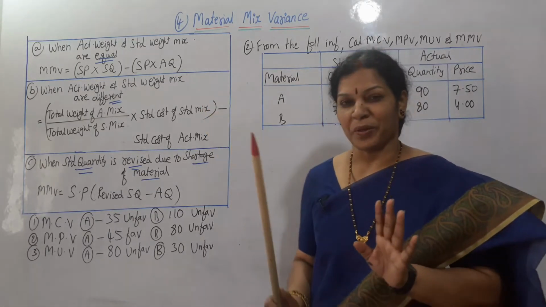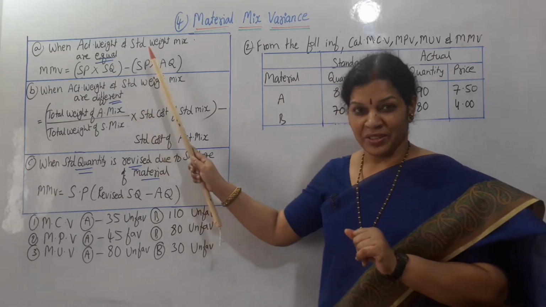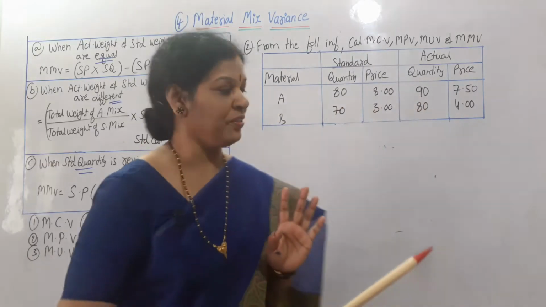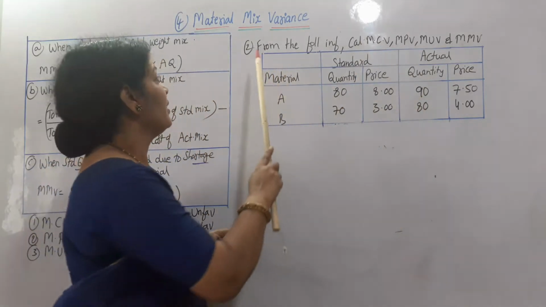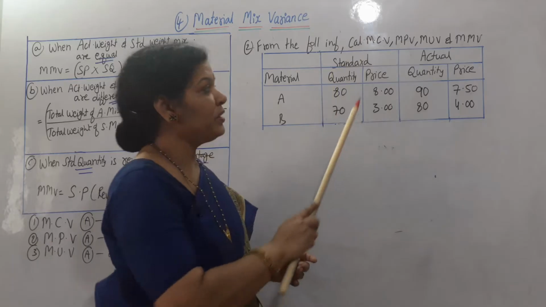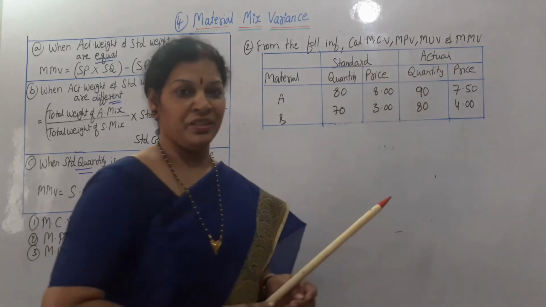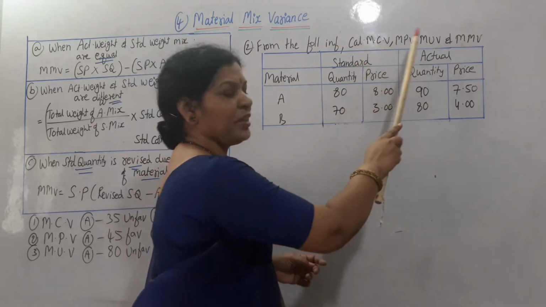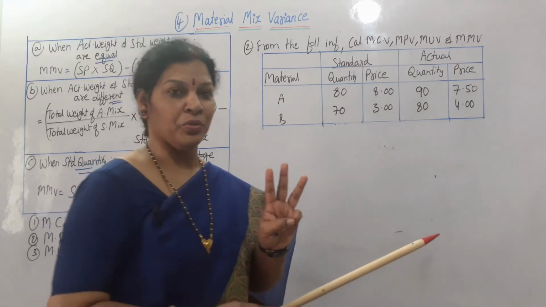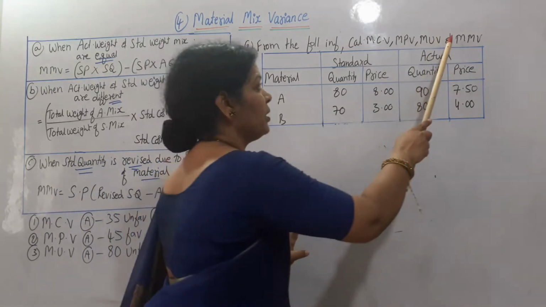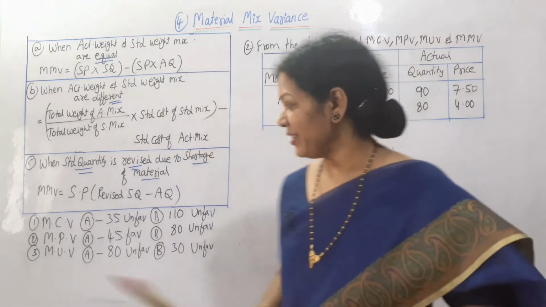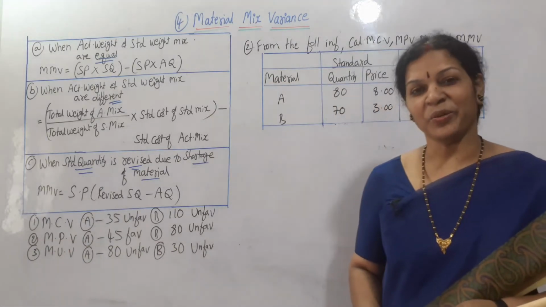Now coming to today's problem. You are going to identify whether we have to use the A formula, B formula or C formula. From the following information, calculate material cost variance, material price variance, material usage variance and material mix variance. You know these 3 already, I taught you: material cost, material price, material usage. Formulas also you know. So this is homework for you. I'll show you only the material mix variance today. These 3 you are going to work out. The answers are given here. Work out and check your answers.